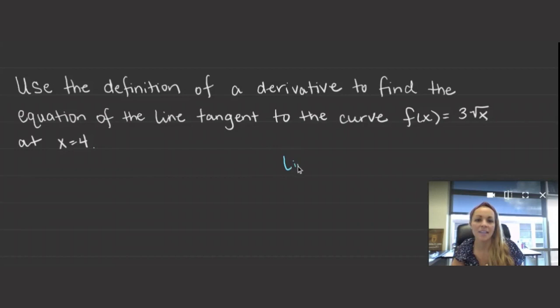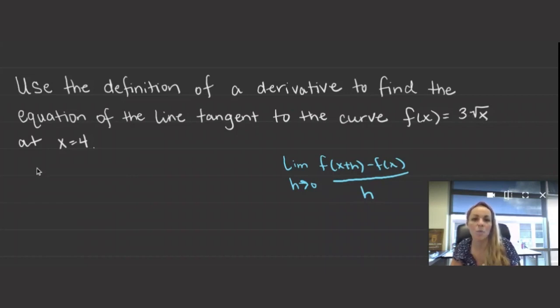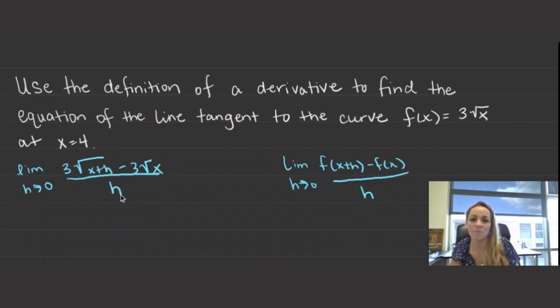It's the limit as h approaches 0 of f of x plus h minus f of x all over h. And so I'm going to apply that to this function. So I'm going to come work over here. I have the limit as h approaches 0 of 3 times the square root of x plus h minus 3 square roots of x all over h.